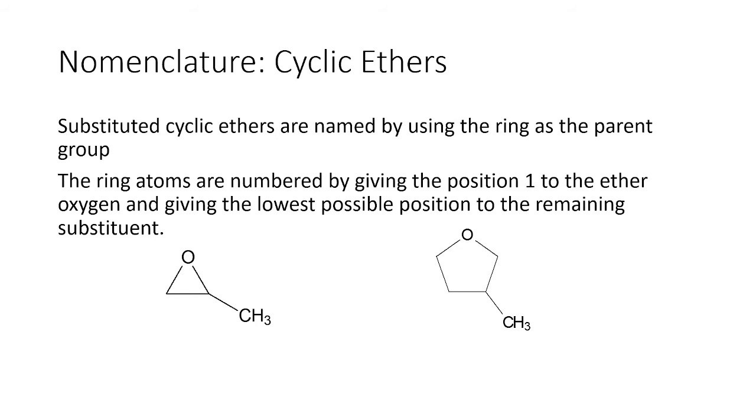And for those substituted cyclic ethers, we will be naming them using the ring as the parent group. And the ring atoms are numbered by giving the position 1 to the ether oxygen and giving the lowest possible position to the remaining substituent. So for this example, ang ibig lang sabihin nun dun sa rule natin dyan, dapat yung position 1 lagi ay binibigay natin dun sa ating oxygen.